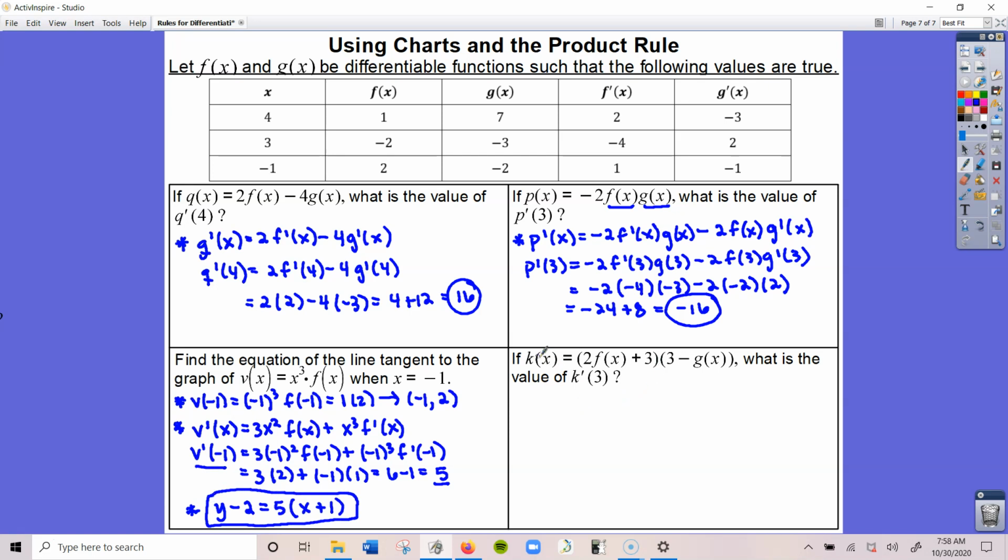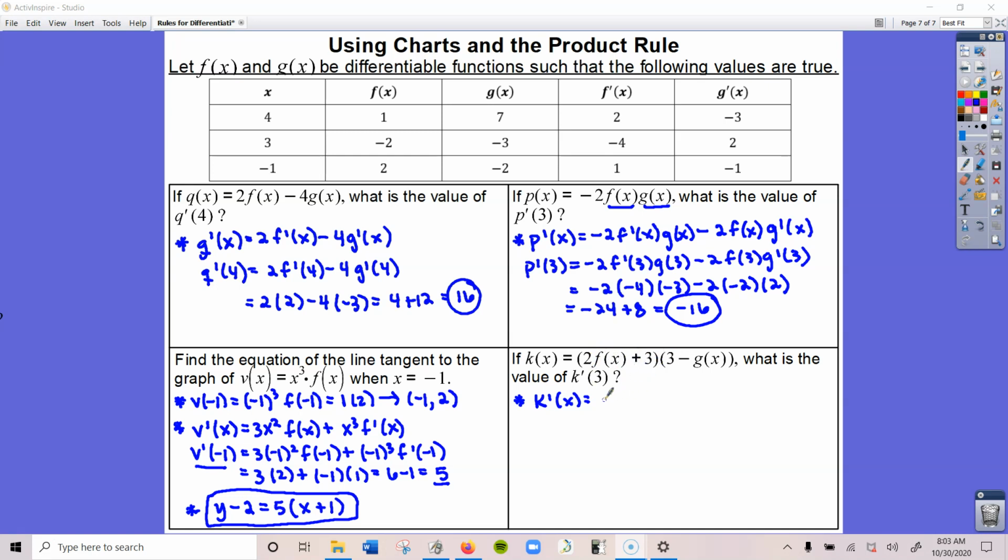Last one here. We have k of x is equal to 2f of x plus 3 times 3 minus g of x. And we're just going to find the value of k prime of 3. So first we need the general equation for k prime of x. Now k of x is a product. We have 2f of x plus 3 times 3 minus g of x. You don't have to distribute this. If you do, you can, it doesn't matter. We're just going to go ahead and apply the product rule.